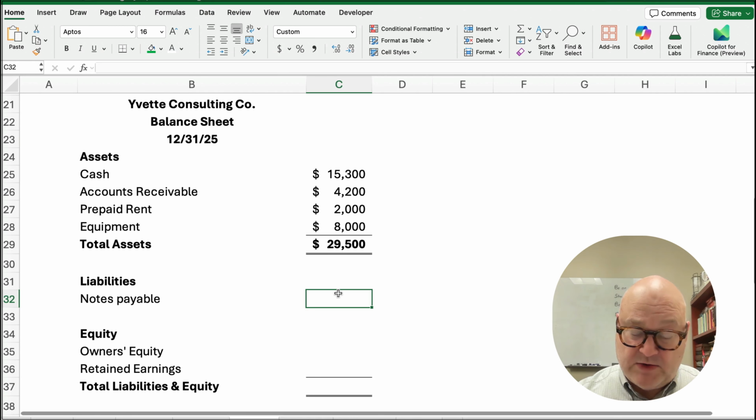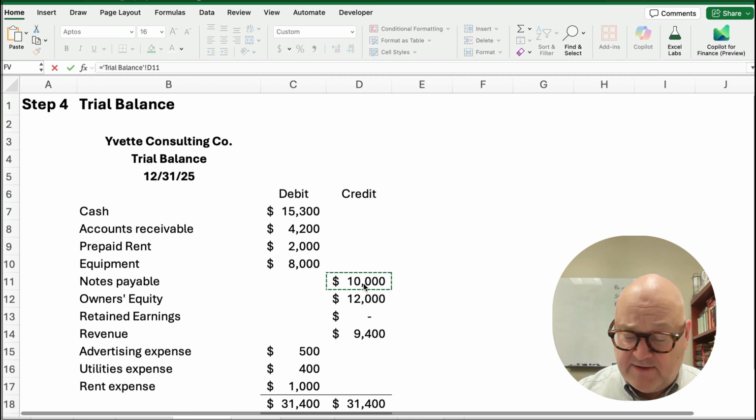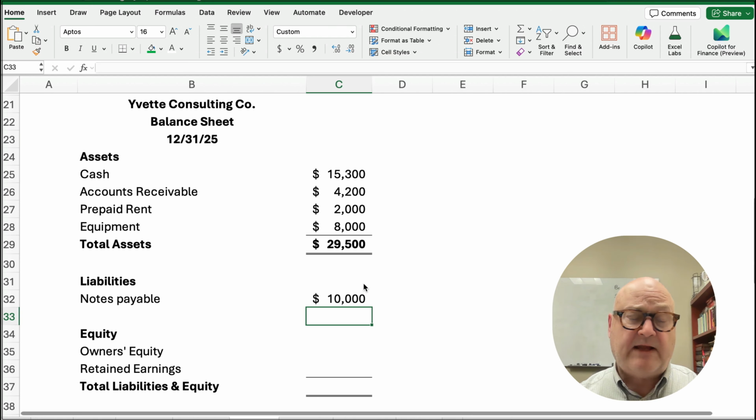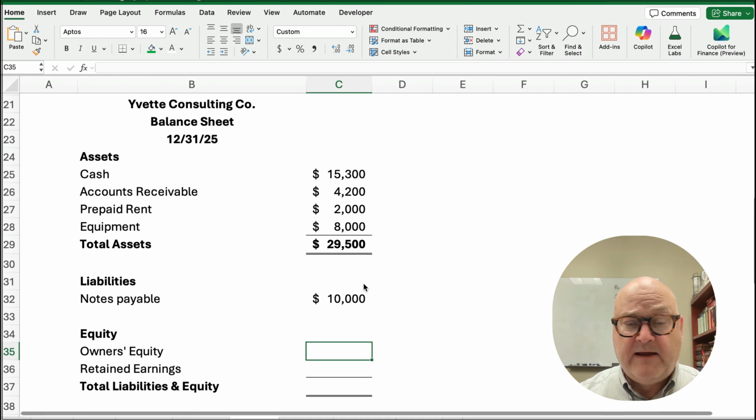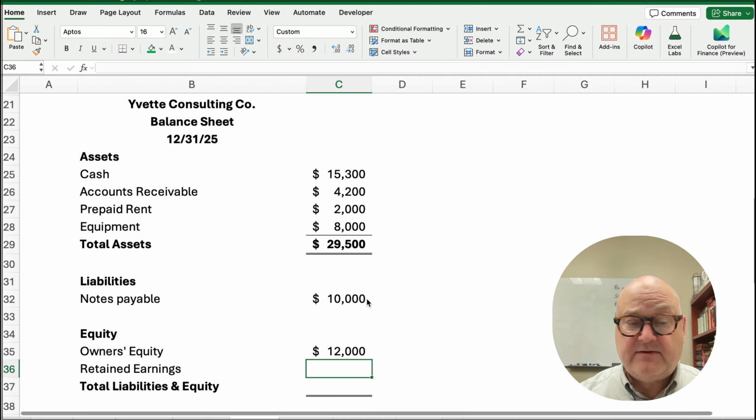So we know our liabilities and equity have to equal $29,500. What is our notes payable? Our notes payable here is $10,000. So that's the total liabilities we have. And what's the owner's equity and retained earnings to get equity, right? So let's start with our owner's equity is $12,000 and retained earnings.